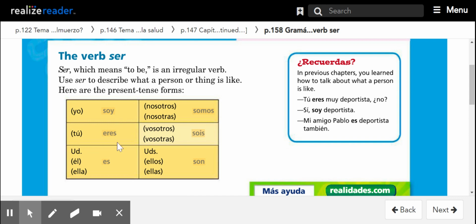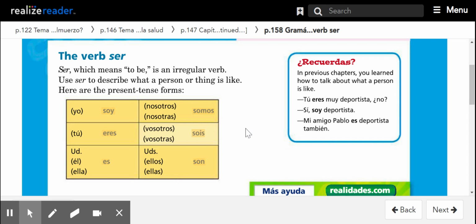The tú form is eres. The usted, ella form is es. The nosotros form is somos. Vosotros is sois. Ustedes, ellos, and ellas is son.